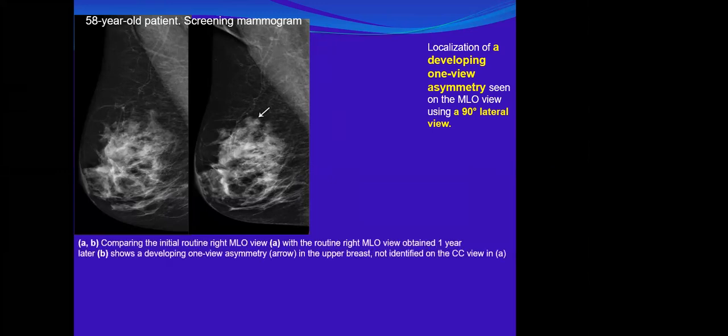I want to know where the lesion is. The lesion is in the apex of the fibroglandular tissue, in the superior part, but I would like to know, is it real? Do a lateral view. Excellent. Yes, I will do a straight lateral, 90 degrees.